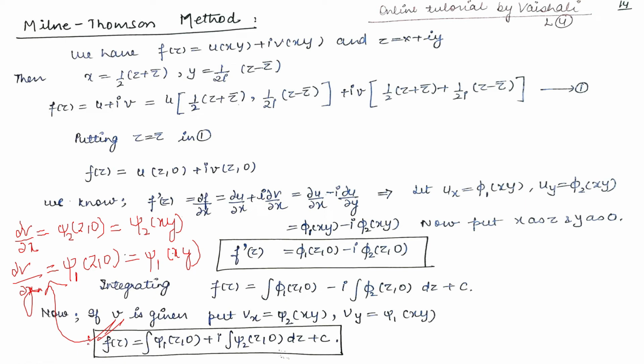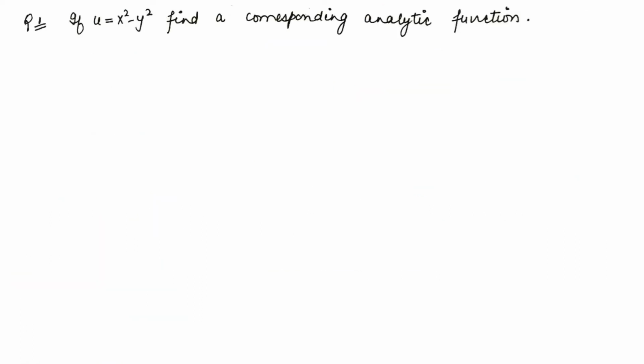So you can take the help of these and then you can get the value of f of z. So we got two formulas: the first formula of f of z when u is given, and the second formula of f of z when v is given. Now we use these two formulas. Here we have question number 1. Listen carefully to what is given and how we have to solve it. If u is equal to x square minus y square, so u is given to us. Find the corresponding analytic function. That means we have to find the value of f of z.